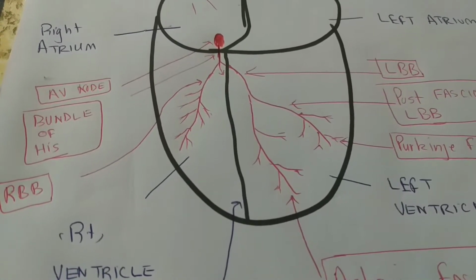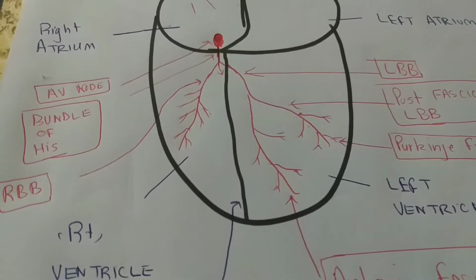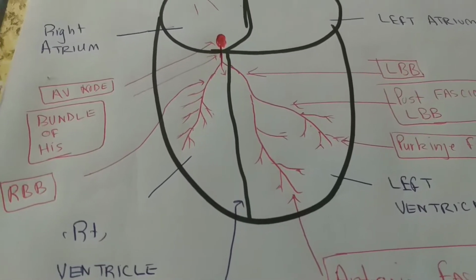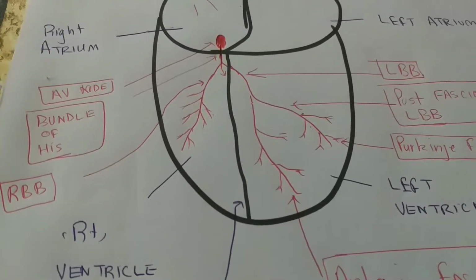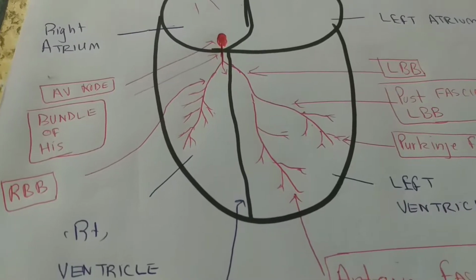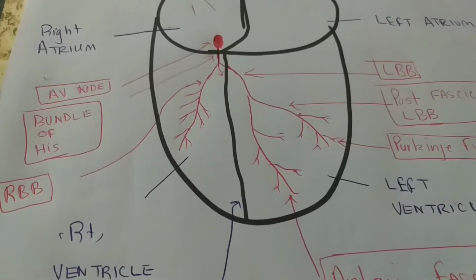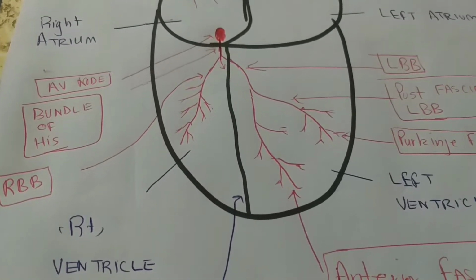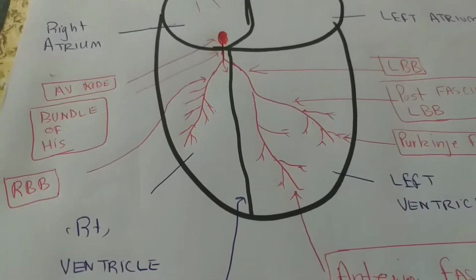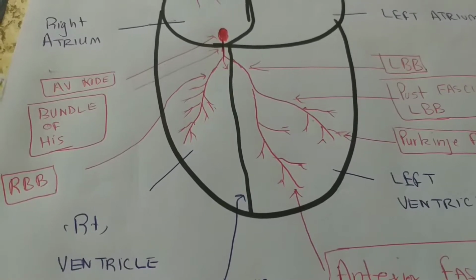Why do V1 and V2 normally have a very small positive deflection? Because V1 and V2 are located sort of right in front of this septum. So when this weak depolarization of the septum moves towards V1 and V2, it generates a positive deflection which we call a small R wave.